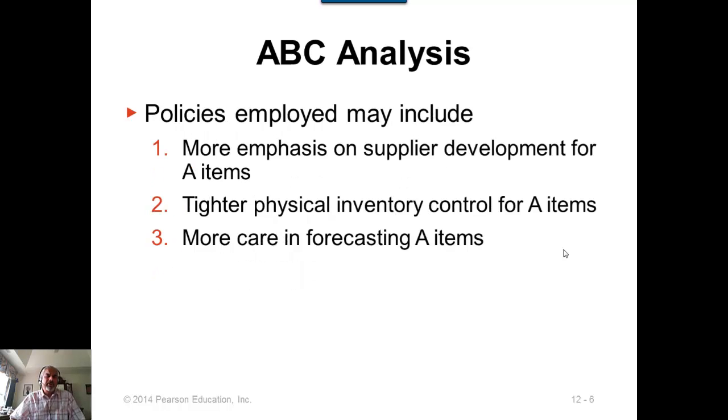So one of the things that we could use ABC analysis for is to identify items that must emphasize quality, or where there are problems with those items, and more care needs to be focused on managing them. Tighter physical inventory controls, more emphasis on supplier development, or more care in forecasting to make sure that the forecasting errors are reduced. So in other words, more management attention is to be paid to those class A items.